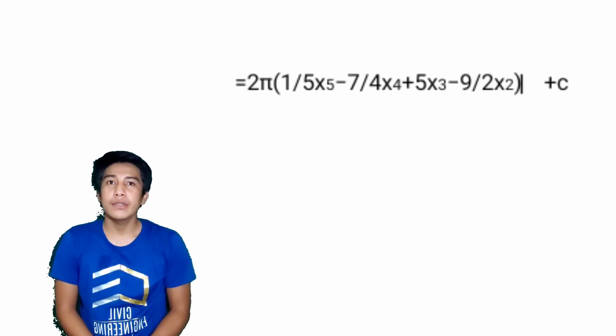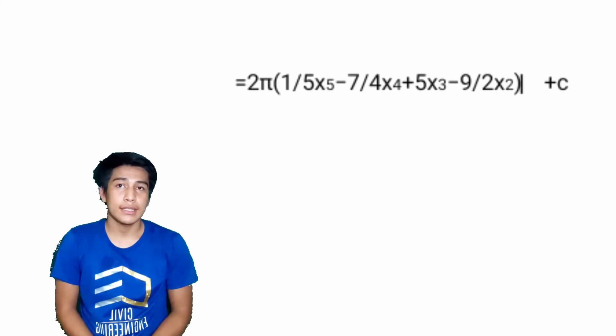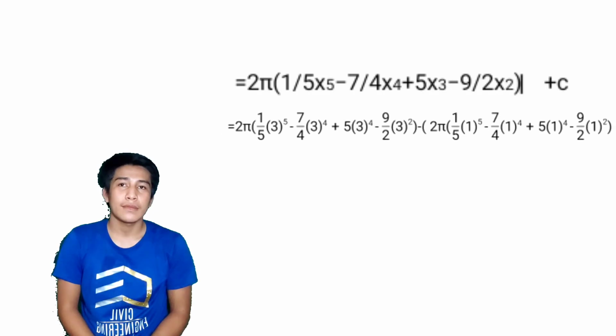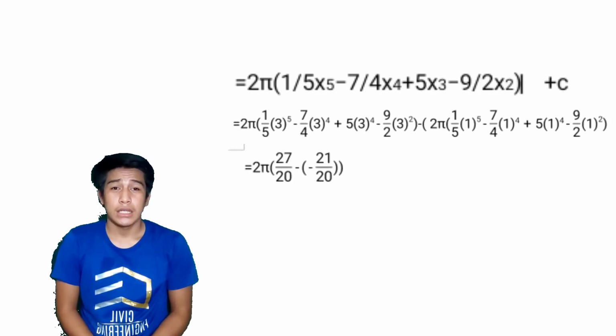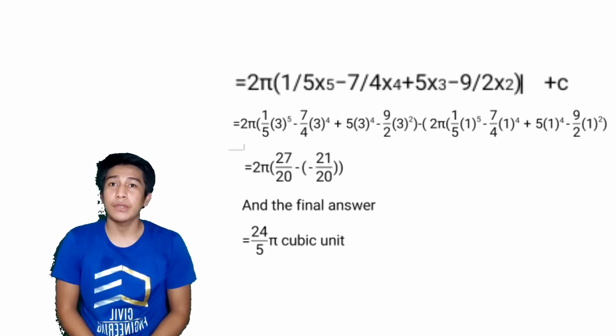And then we will use our limits to substitute into x. Limit 3 will be subtracted by limit 1, and by simplifying that we will get this. And the final answer is 24 over 5 pi cubic units.